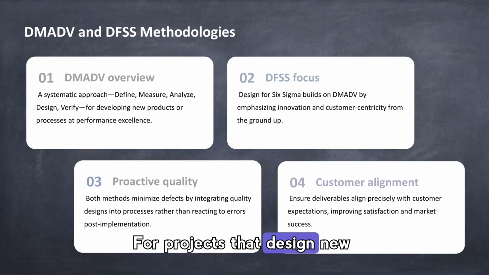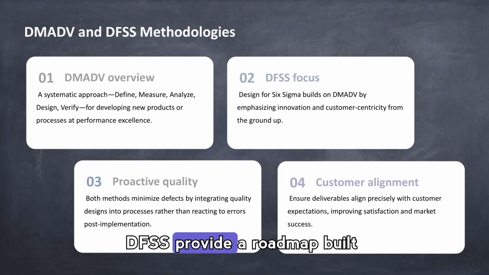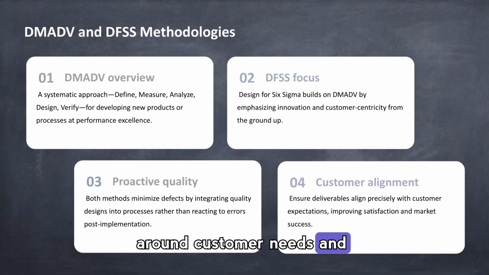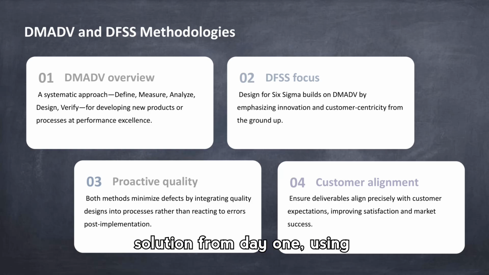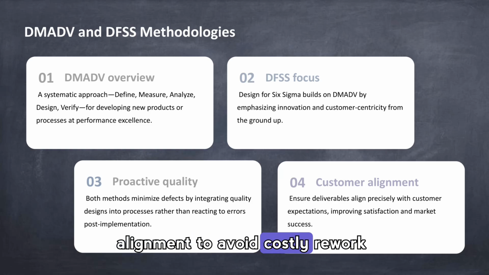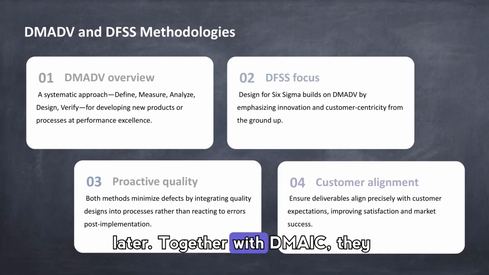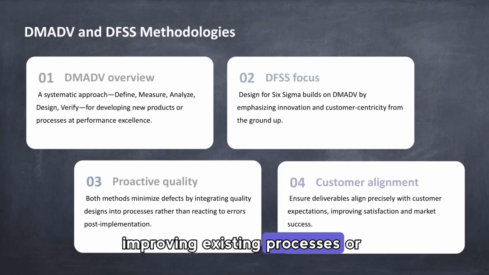For projects that design new products or processes, DMADV and DFSS provide a roadmap built around customer needs and innovation. These approaches emphasize designing quality into the solution from day one, using structured verification and customer alignment to avoid costly rework later. Together with DMAIC, they give teams options whether improving existing processes or creating new ones.